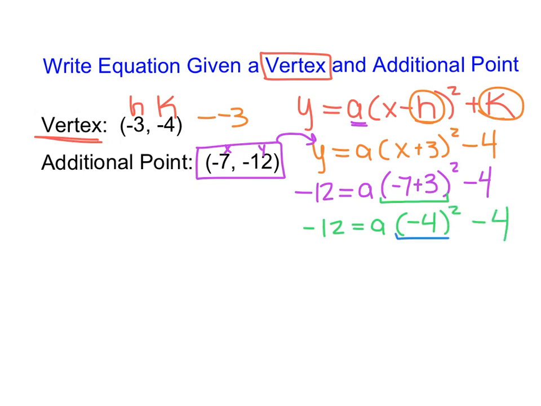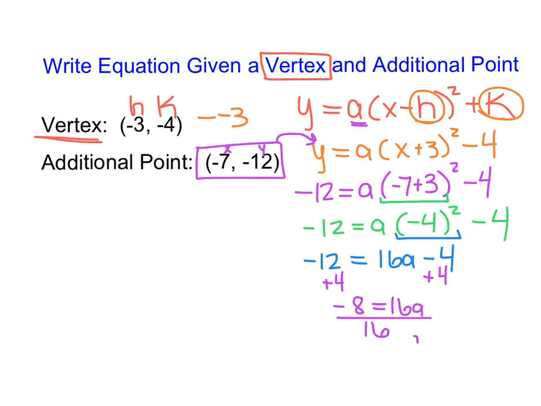Well, I then need to evaluate my exponent, which is negative 4 squared. Negative 4 times negative 4 gives me 16, so I'm going to write this as 16a. Then there's the minus 4 on the outside. Then I need to solve for a, so I add 4 to each side. Negative 8 is equal to 16a. Divide both sides by 16, and I get an a value that's equal to negative 8 over 16, which simplifies to negative 1 over 2.